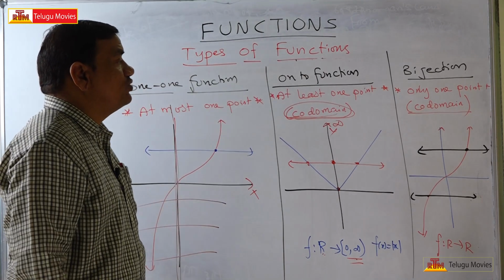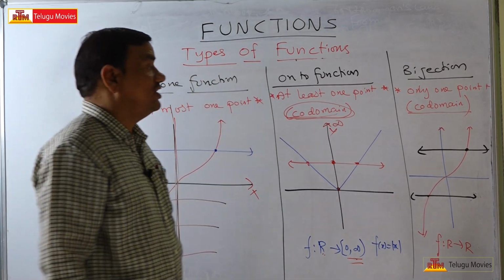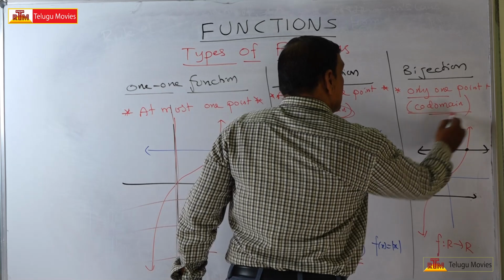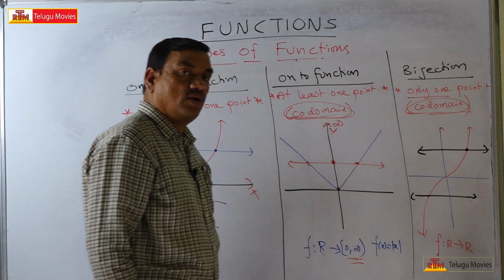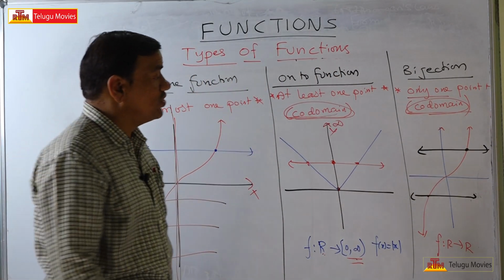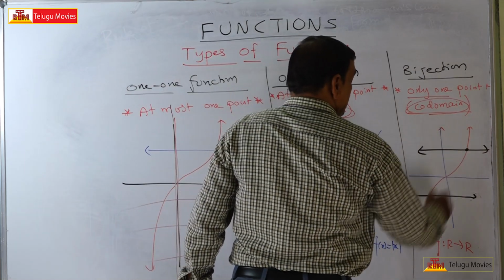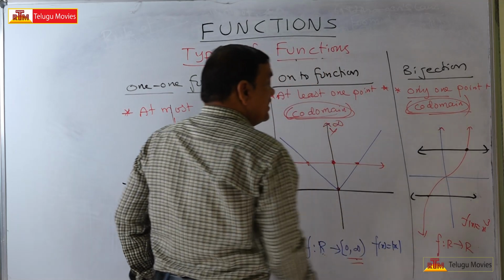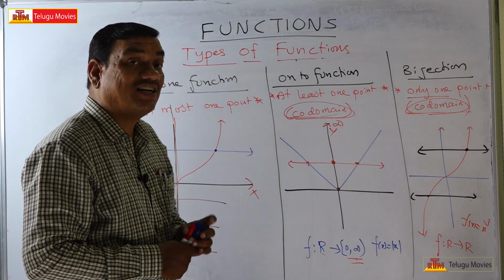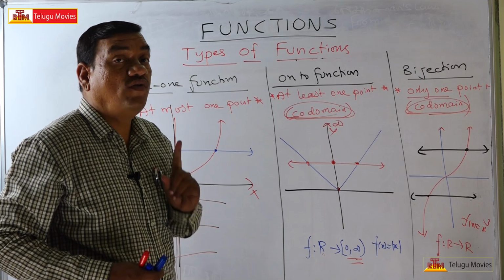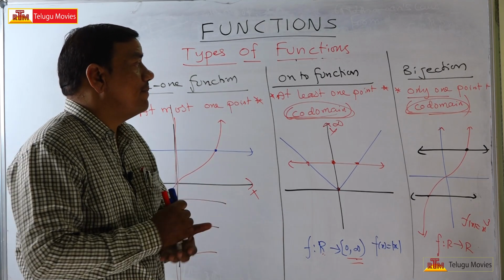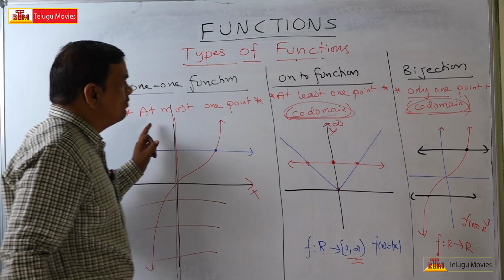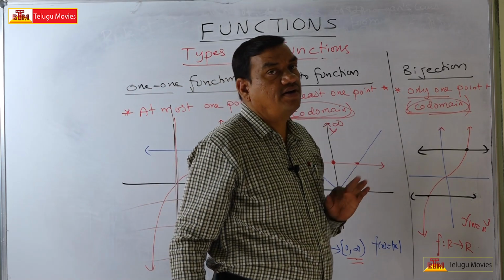But the thing is here, observe, it is only 1 point. Here also you have to take the point from the codomain. If you draw a line, then for f of x equals x cube graph, this should intersect at only 1 point. Then it is a bijection. Observe here, at most 1 point versus only 1 point. Try to understand the difference.